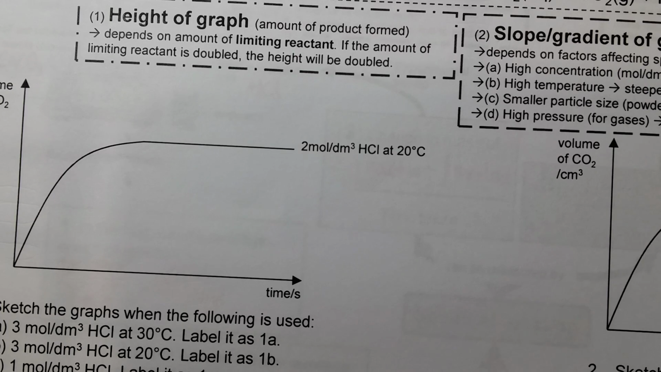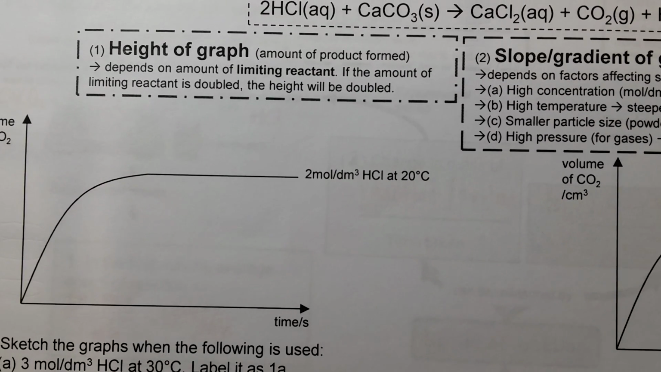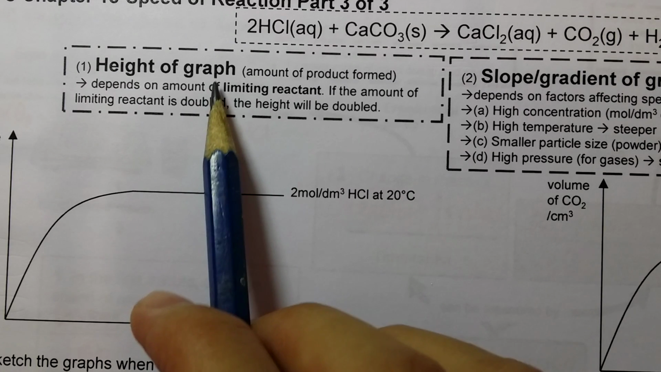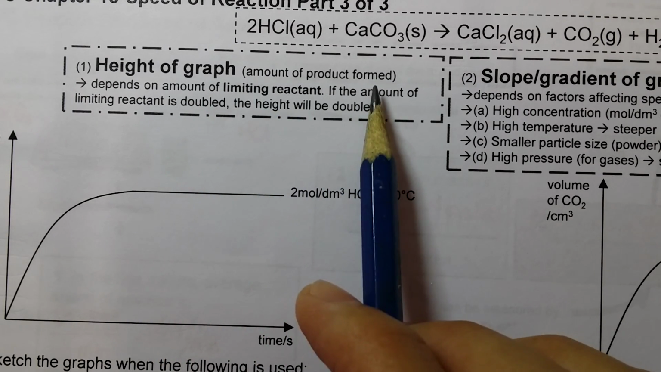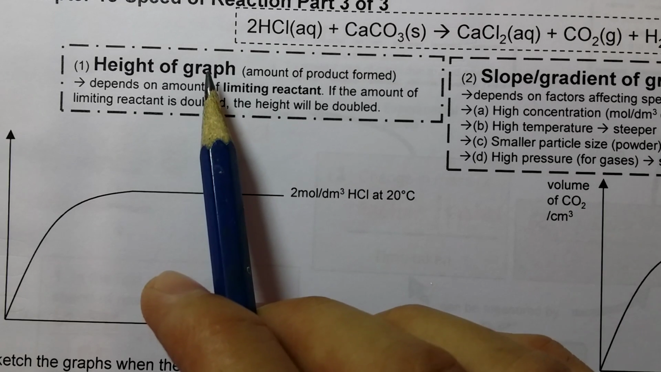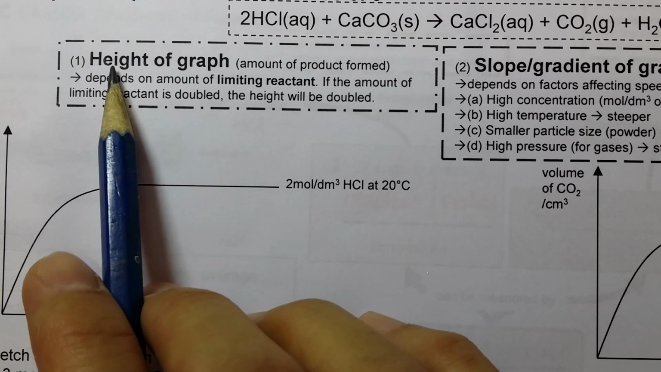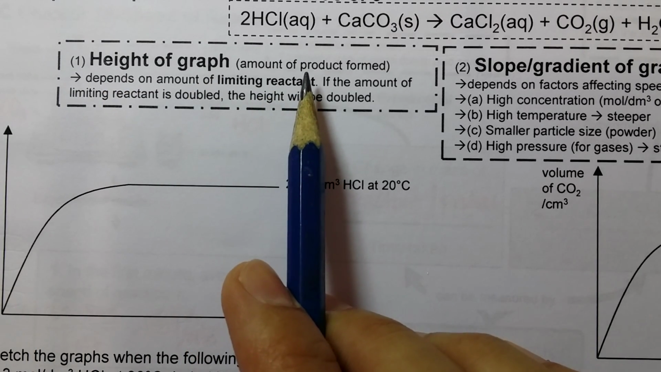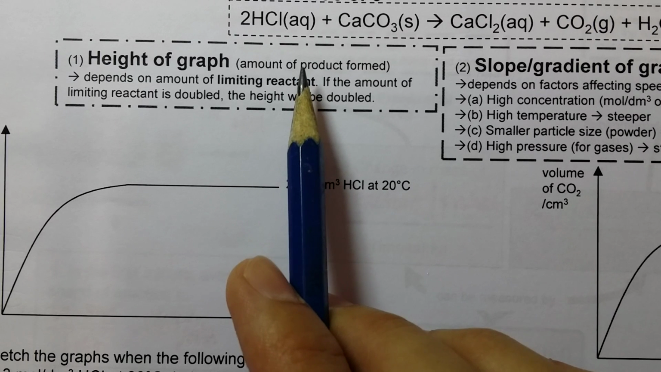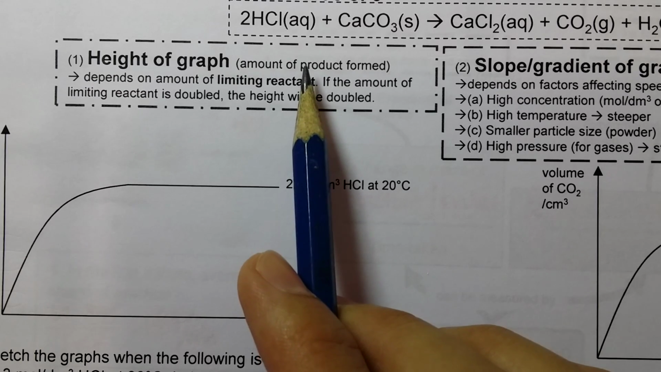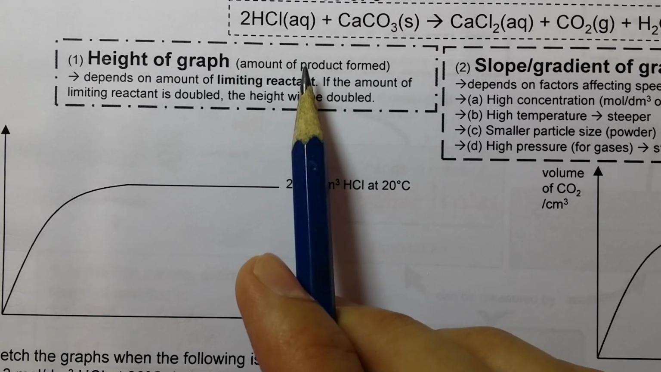Now, when you plot or sketch the graph of the speed of reaction, there are 2 aspects of the graph that you must get correct. First one is the height of the graph. The height of the graph basically represents the amount of the product formed. When the graph is very high, it means that more product is formed. If the graph is very low, it means that the amount of product formed is very little.